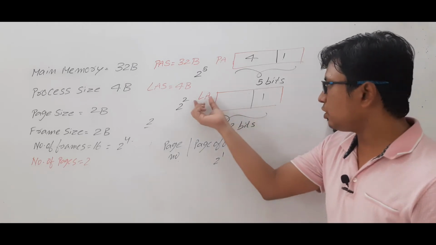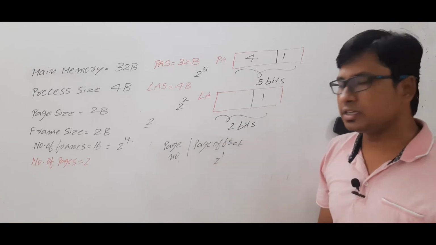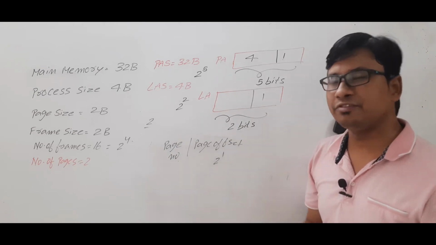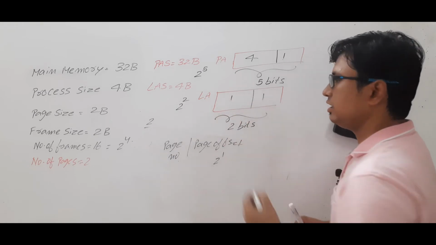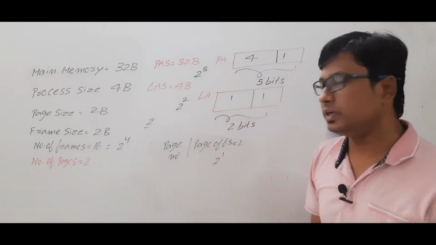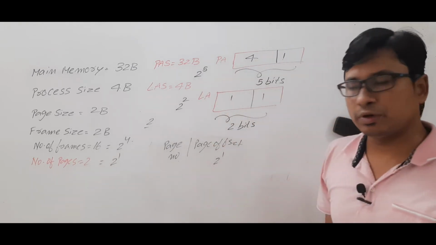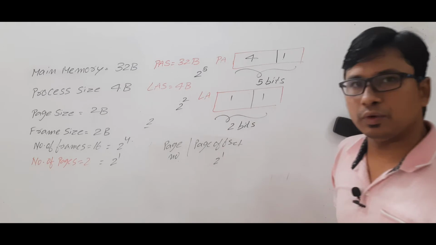And as the total logical address is 2 bits, and 1 bit is occupied for the page offset, how many bits will be there for the page number? Obviously 1. If you want to cross verify, the number of pages is 2. If you have 2 pages, then 2 can be represented as 2 power 1, so you need 1 bit only.